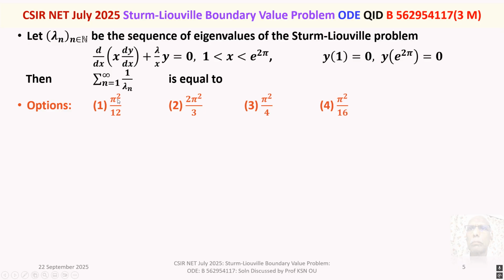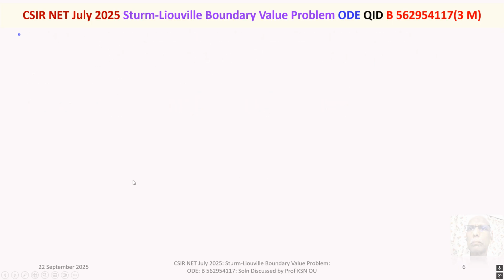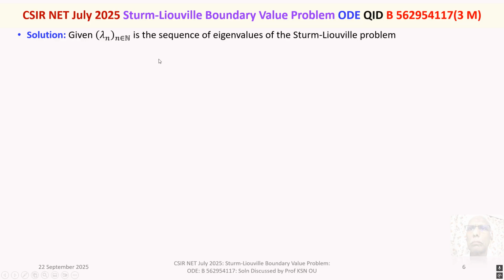Option 1, pi square by 12. Option 2, 2 pi square by 3. Option 3, pi square by 4. Option 4, pi square by 16. Right. Let's now discuss the solution of the problem in detail.